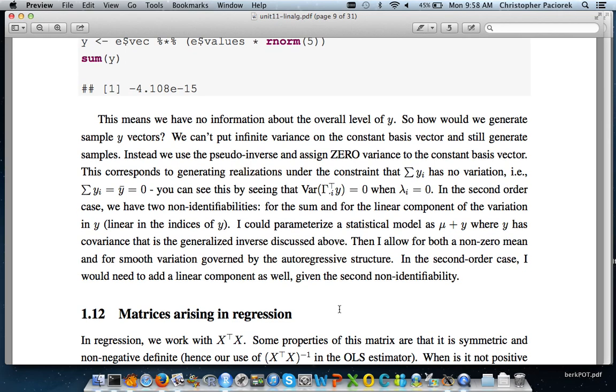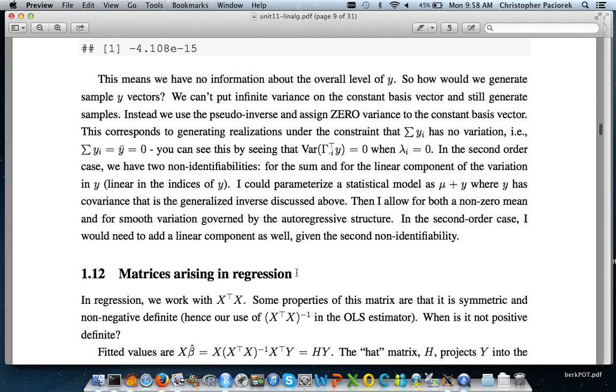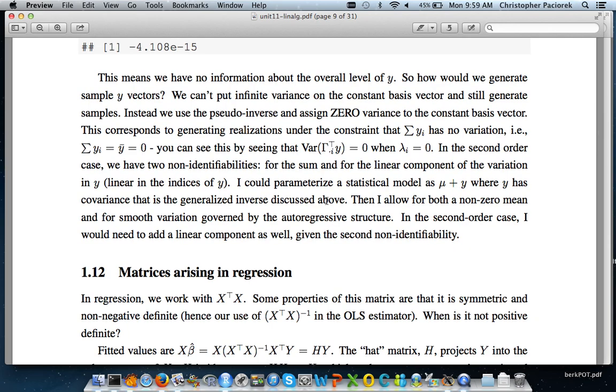Another way of thinking about this is that I have a non-identifiability in the model. In the first case, the mean was non-identifiable. In the second case, the mean and the linear components were non-identifiable. And so again, the idea is I would constrain them because I basically can't deal with the non-identifiability.